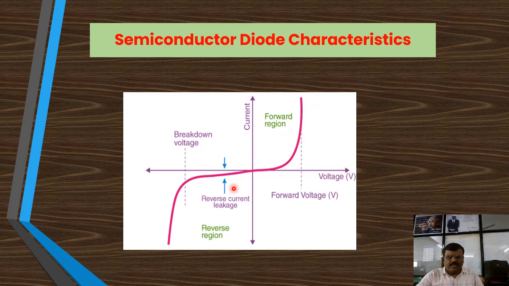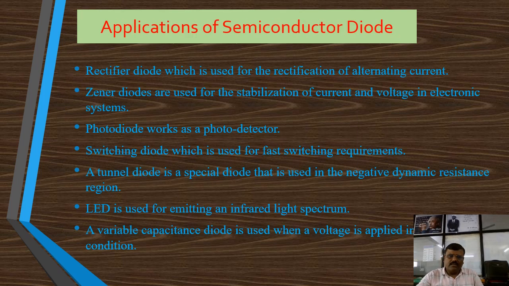Clear? In the third quadrant, we observe the reverse bias characteristics. Under the reverse bias condition, what happens? As the reverse voltage increases, the current increases slowly. But after the breakdown voltage, what happens? The current sharply increases, and the voltage stays approximately the same. This is the current versus voltage characteristics of the semiconductor diode.